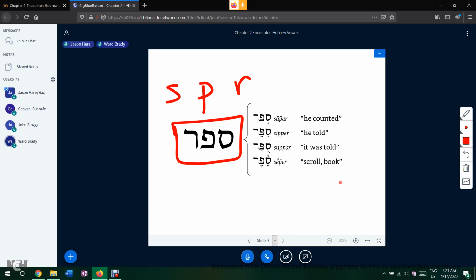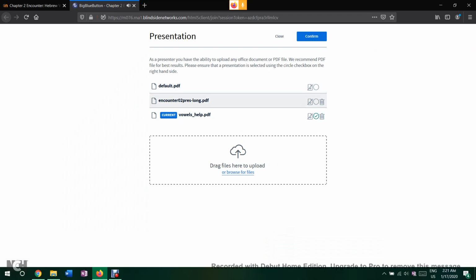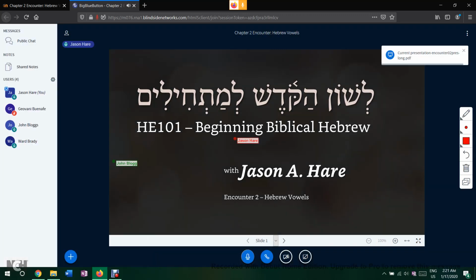Sefer means scroll or book. So according to the context, it would change how you read the word, and then the vowels would appear according to what's being conveyed in the language. So we're going to simplify things and go back to the other presentation and start looking at how to read words. Okay.